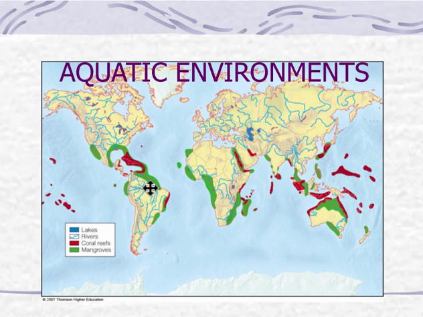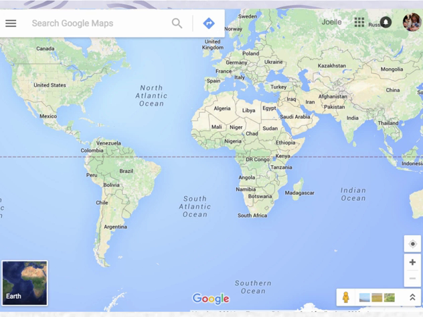First off, we have coral reefs. We have the green is in mangroves. We have lakes and rivers, which we're all going to explain today. But first, let's make sure you understand the locations of our oceans, because that's where we're going to start off with. You want to make sure you know the four different areas.